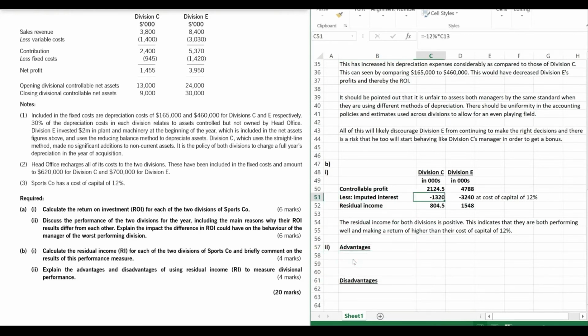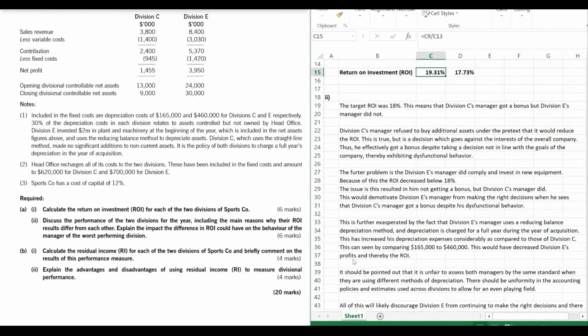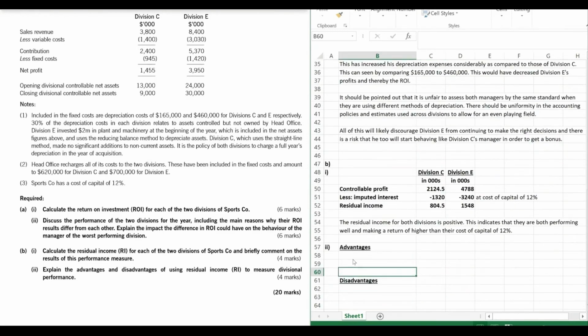First, it's an absolute measure. So it gives you how much value is actually added to the business in magnitude, right? That this is how much profit the business made after paying off everyone, 804.5 and 1548, which the ROI, for example, does not. It just gives you a percentage. It doesn't tell you how much actual absolute value is being added to the business. So that's the first point.